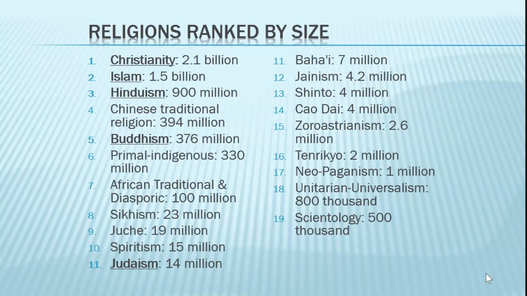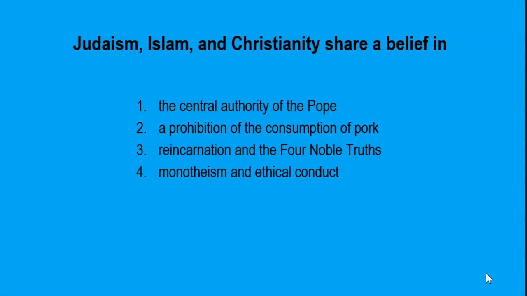All right, so here's the religions ranked by size. Christianity and Islam, top two, but then Hinduism is actually the third most practiced religion, to the tune of about 900 million to a billion adherents. Okay, Judaism, Islam, and Christianity all share a belief in the central authority of the Pope, the prohibition of the consumption of pork, reincarnation and the Four Noble Truths, or monotheism and ethical conduct.